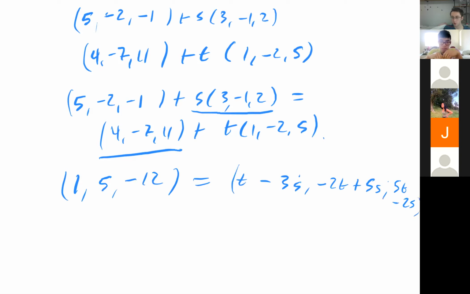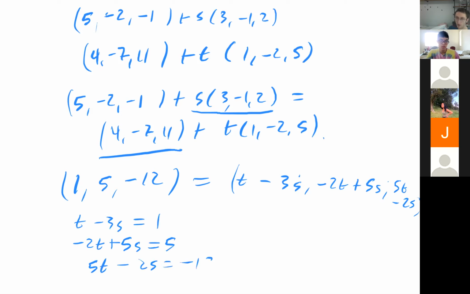And now all we have to do is solve these equations. These are actually three separate equations. They're t minus 3s is equal to 1, minus 2t plus 5s is equal to 5, and 5t minus 2s is equal to minus 12. And we have to make sure that these have a solution. So the first equation gives us t is equal to 3s plus 1.